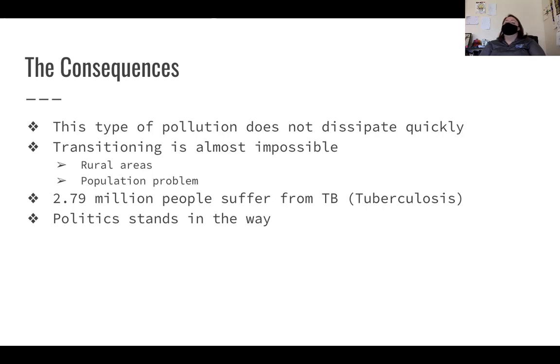Another major consequence that they touched on in the video of air pollution being so rampant in India is that 2.79 million people suffer from tuberculosis, or TB. Tuberculosis is basically a really, really bad bacterial infection in the lungs that causes your lungs to just basically eventually fail.